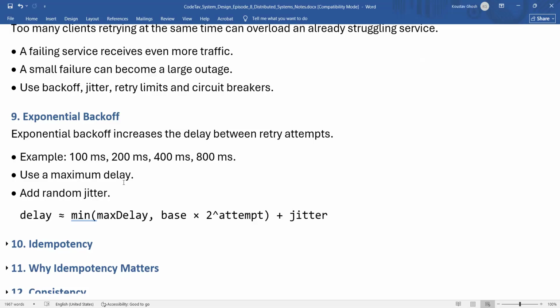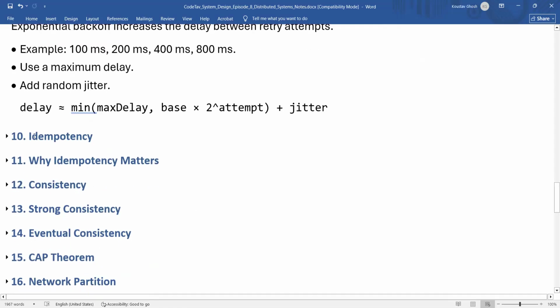We also commonly add jitter. Jitter means adding some randomness to the delay. Why is this important? Because if 10,000 clients all retry after exactly 400 milliseconds, we can again create a traffic spike, right? Randomness spreads the retries over time, right? Next is idempotency.